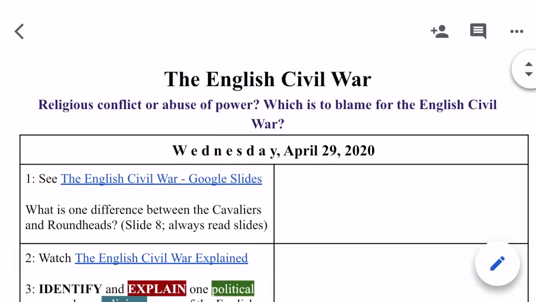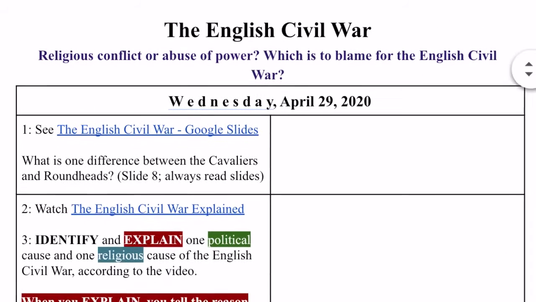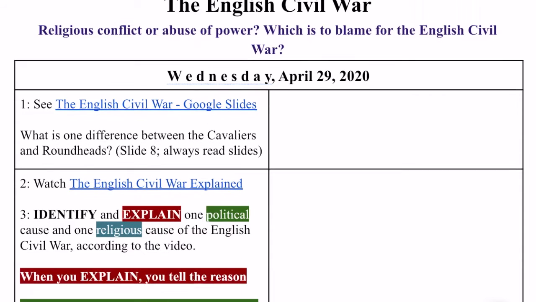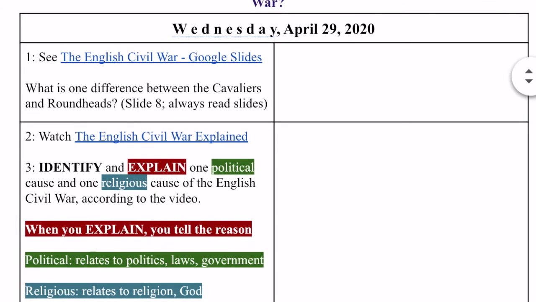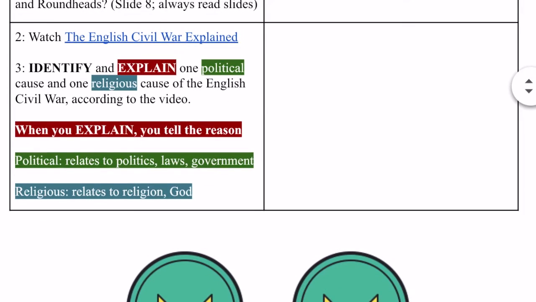So basically, for Wednesday, today, you're going to look at the video and the slides, because I really need us to look at the slides, since the slides are full of great information. And then you're going to look at a video and identify two causes, one political and one religious, and explain. That's for Wednesday. That's all you're doing Wednesday.